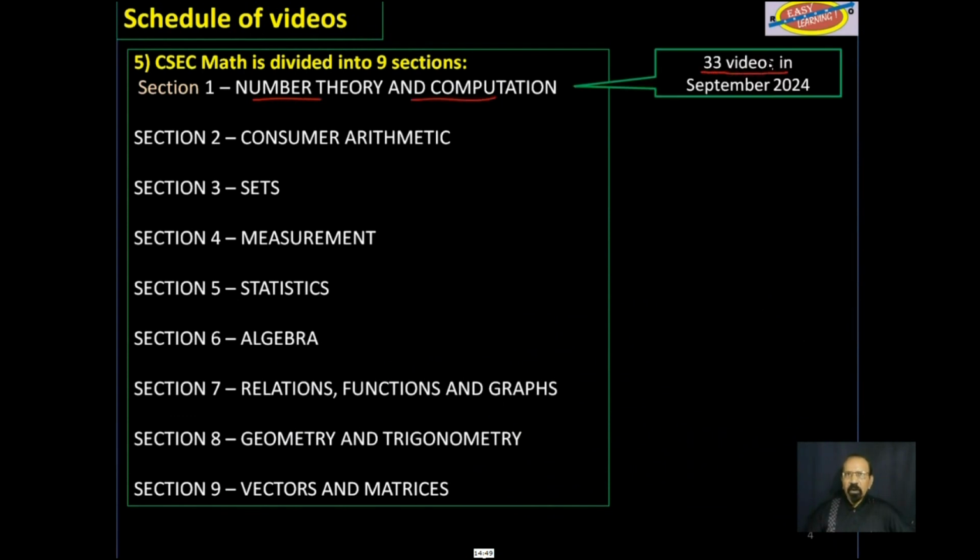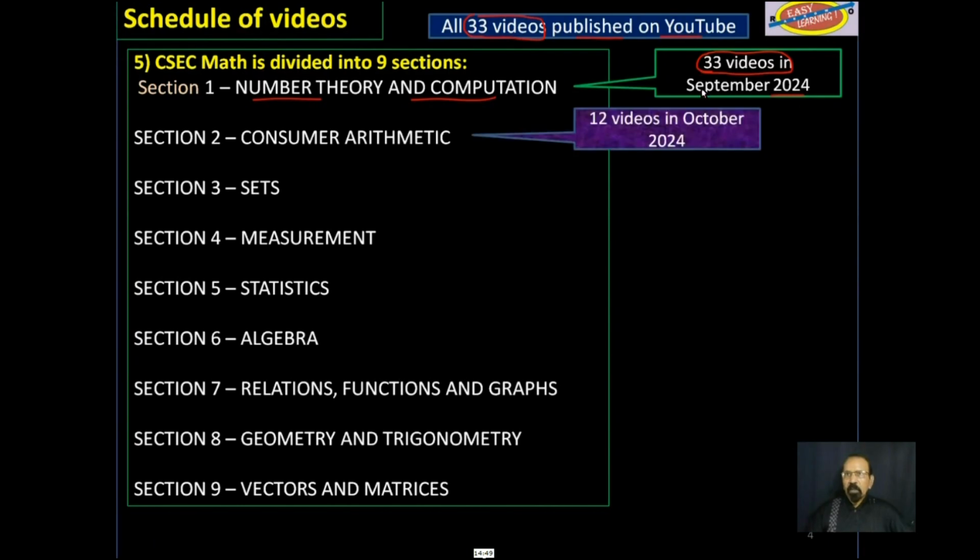All 33 of these videos have been uploaded and published on YouTube as of now, mid-October. So now we continue with section 2, consumer arithmetic. Hopefully by the end of this month, October, this should be completed. There are only 12 videos in this section, so fewer objectives, as opposed to the 33 in section 1.